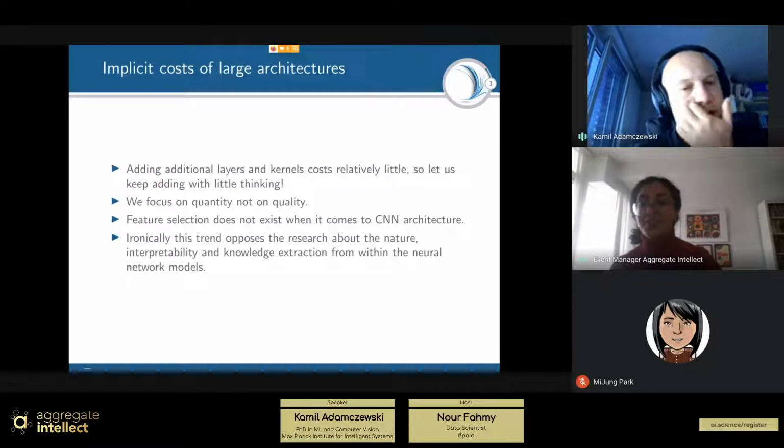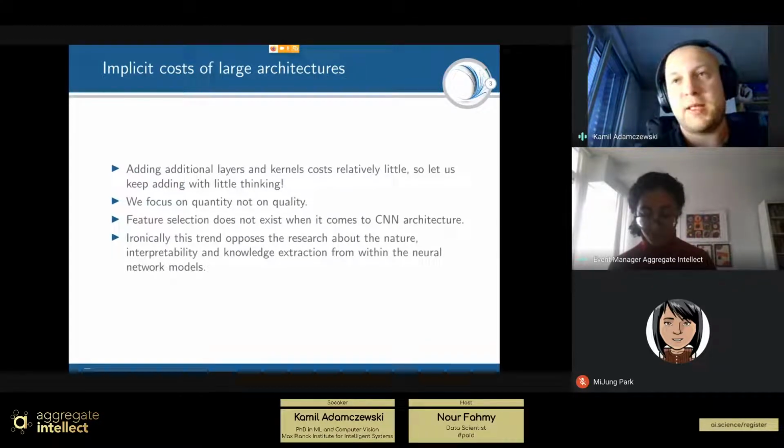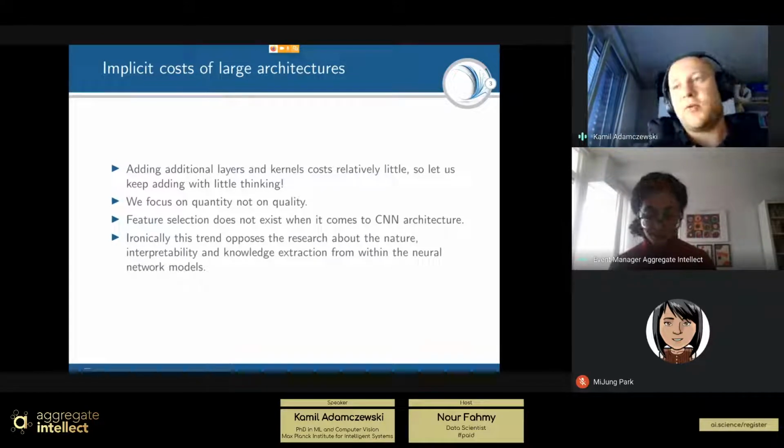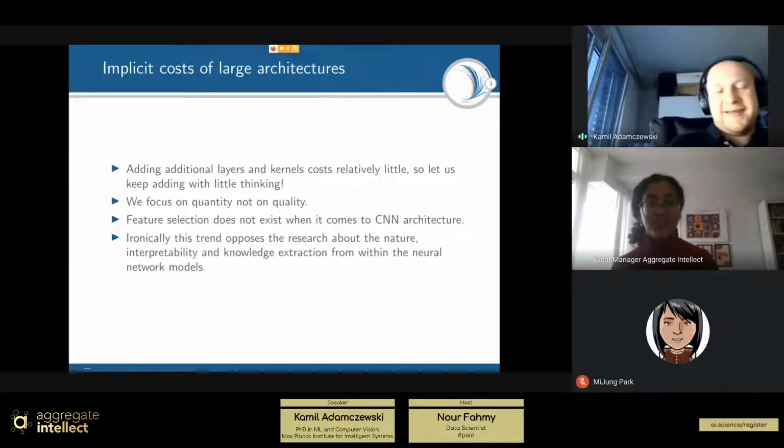Nour, did you? Yes. When you say additional layers and kernels cost relatively little, what do you mean by that? Well, I mean that given the fact that we have stronger GPUs and we have parallel computation, it is relatively easy to create networks which are large right now compared to what was before when large architectures were prohibitive. So that is basically what I mean, that adding additional layers is relatively easy. I got you. Okay.